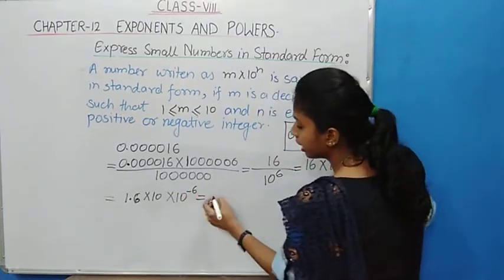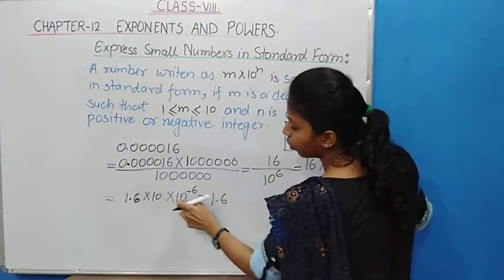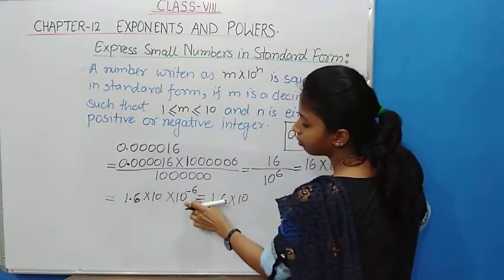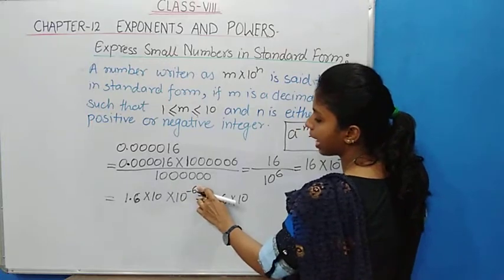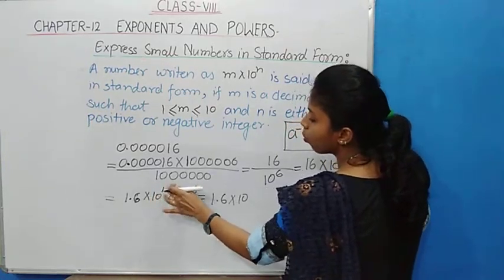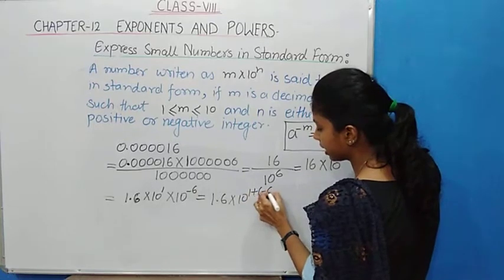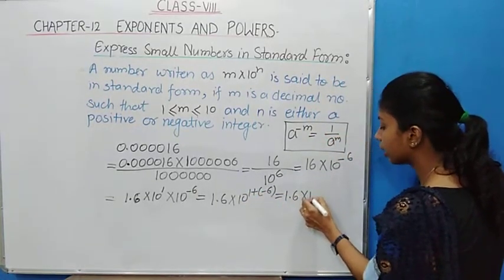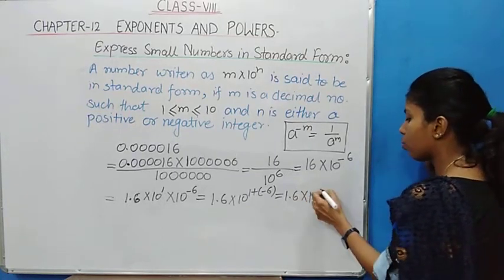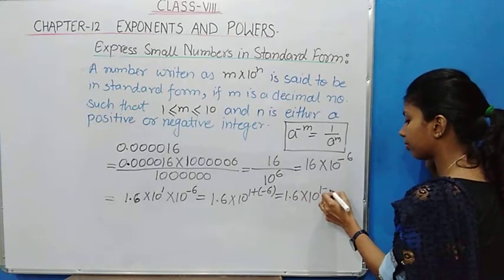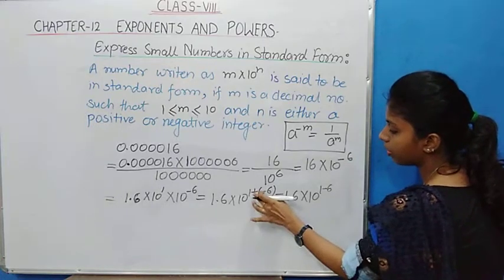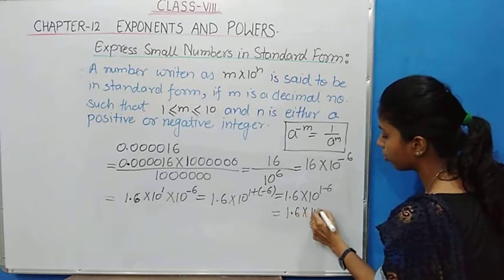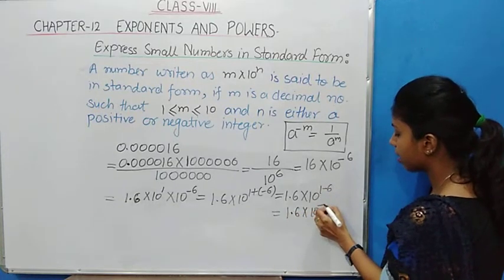Now let's simplify. It is 1.6 into 10 into 10 to power minus 6. Both have the same base, 10 and 10, so after multiplication we know that the powers are going to be added. Here we have 1 plus minus 6. So it is equal to 1.6 into 10 raised to power 1 minus 6, and that plus minus becomes minus. That is equal to 1.6 into 10 to power 1 minus 6, which is minus 5.